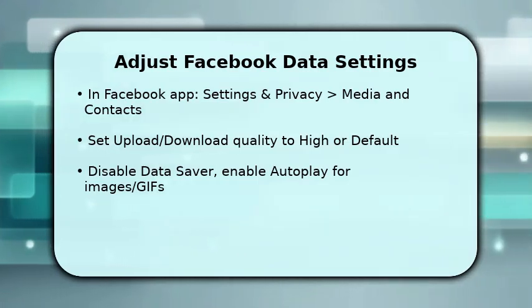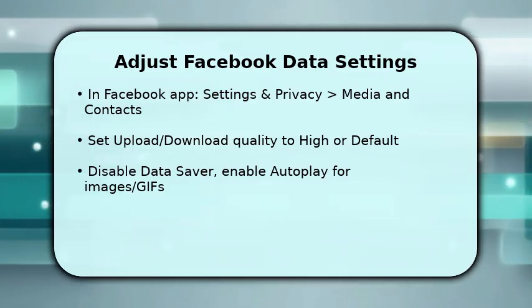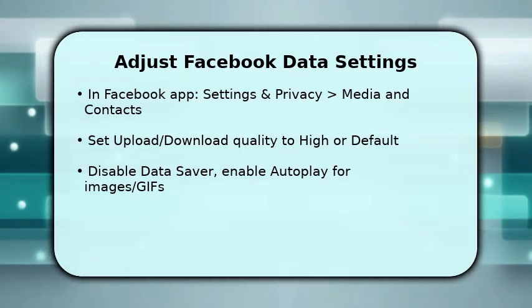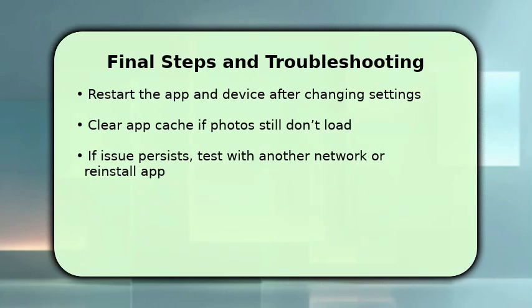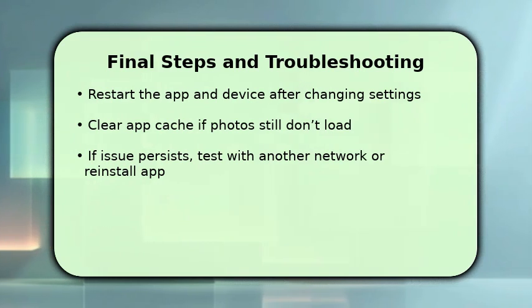This ensures the app requests full images over your cellular link rather than tiny placeholders, which fixes most cases where photos fail to display. Finish by restarting the Facebook app and your phone so changed permissions take effect. You'll be surprised how often that resolves loading issues.